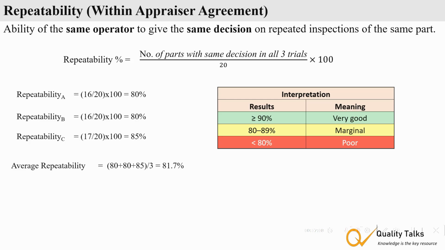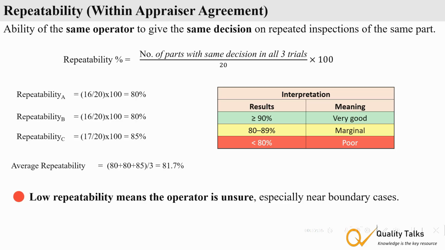If the repeatability is more than 90%, we can say it's a very good repeatability. If it is 80 to 89%, we can say it is marginal repeatability. And if it is less than 80%, then it is a poor repeatability. Low repeatability means the operator is unsure, especially near the boundary cases. So most of the repeatability error will happen in the boundary cases. That is why we have kept boundary cases in our 20 part sample.